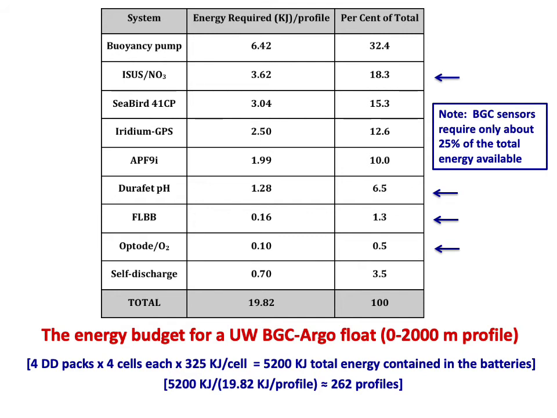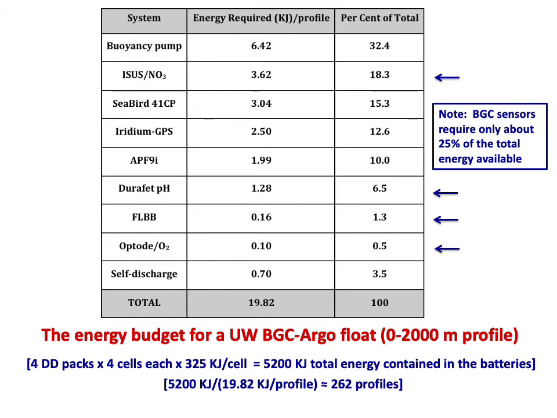Of course, the buoyancy pump would have to be the largest one, because when that pump comes on, it's pumping against 2,000 decibars of pressure, and it requires an enormous amount of energy to inflate that bladder. The ISIS is the nitrate sensor. It's on all the time to keep the optical unit warm. The 41 CP, of course, is on all the time during ascent, and it requires a lot of energy. And then transmitting to the satellite requires a lot of energy. The other things on here require less.